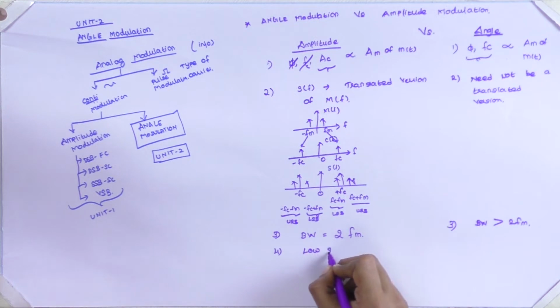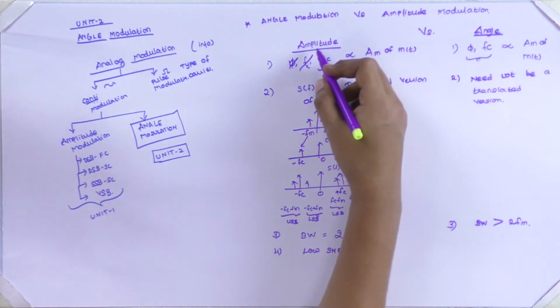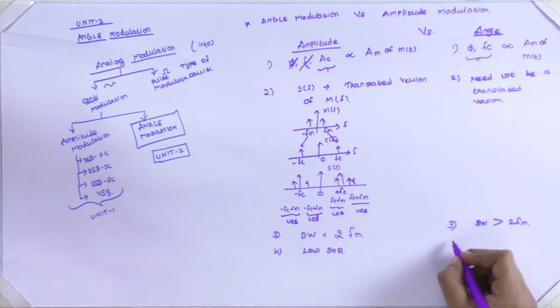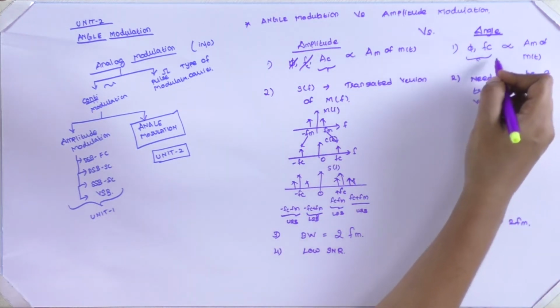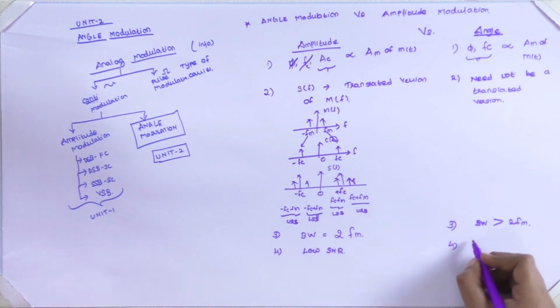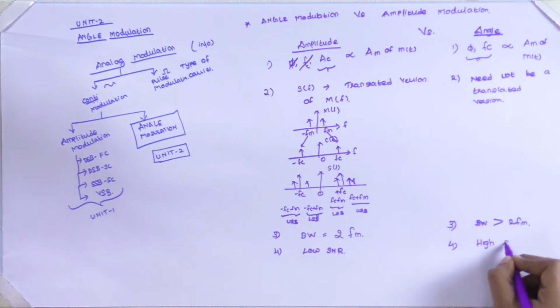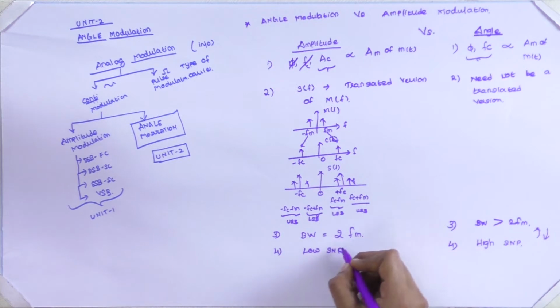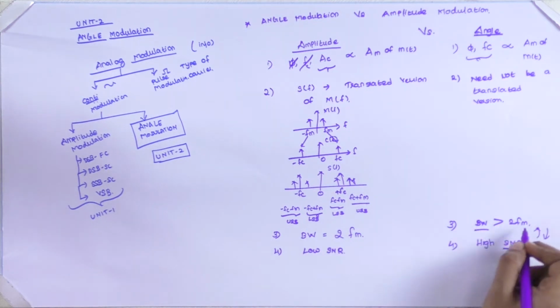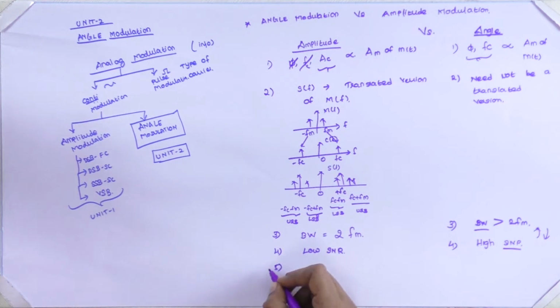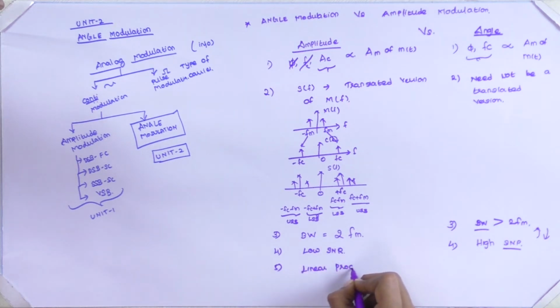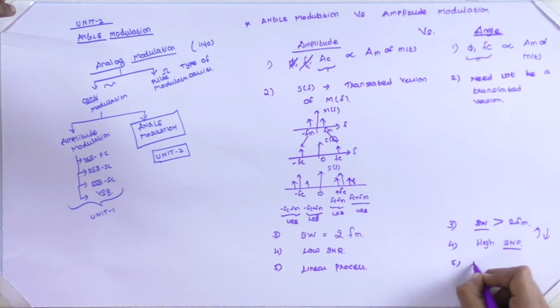In amplitude modulation we have low signal to noise ratio because noise usually accumulates in the amplitude of the information. Here, since we are changing only the phase and frequency, our amplitude remains constant, therefore we have high signal to noise ratio. Here we have a trade-off. By consuming more bandwidth, we are offering high signal to noise ratio. Bandwidth and signal to noise ratio are trade-off factors. And the fifth one: amplitude modulation is a linear process. Here, it is a non-linear process.